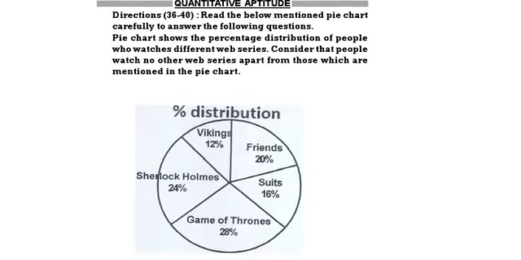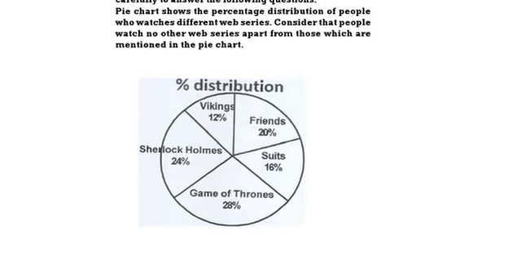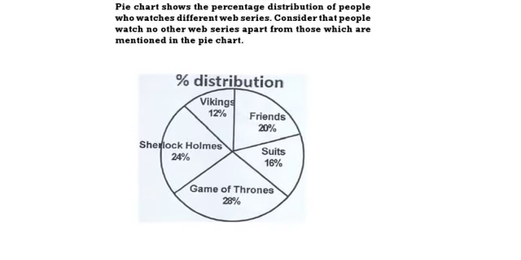Read the below mentioned pie chart carefully, then answer the questions given below. The pie chart shows the percentage distribution of the people who watch different web series. Consider that people watch no other web series apart from those mentioned in the pie chart. So you have to take this pie chart into consideration, and basing on this, we have to answer the questions.